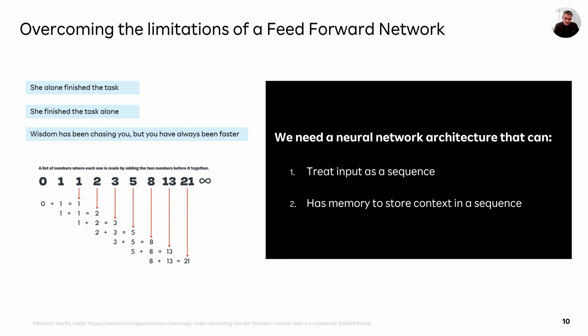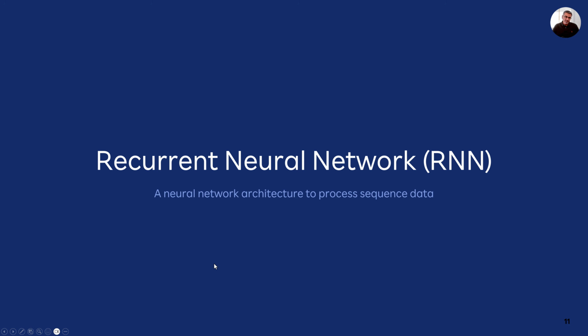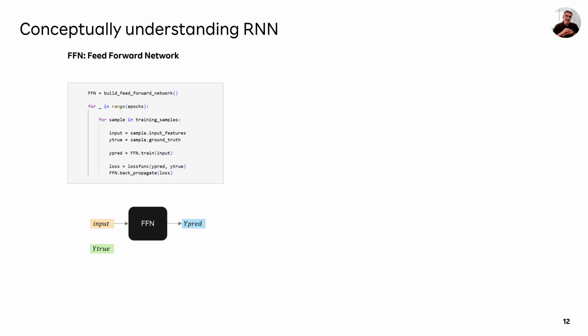Like in the case of a sentence, like we said, she alone solved the problem versus she solved the problem alone. The word ordering is carrying some context, and as you get to the end of the sentence, once you know the context, you'll be able to decipher what it actually means. That is the type of neural network we need to build, an architecture that understands that. And that is where you get a recurrent neural network. A recurrent neural network is explicitly designed to solve problems where your input data has to be processed as a sequence. So let's try to understand what a recurrent neural network architecture looks like.